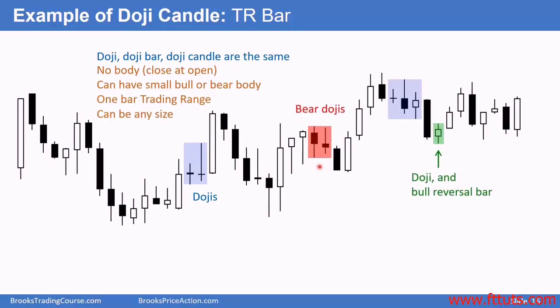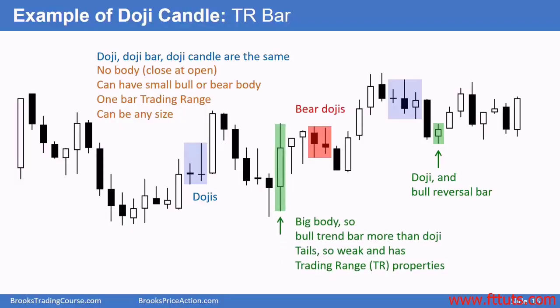Here are some bear dojis. This one, the body is about half the size of the bar, so I would call it a doji, plus it's a small bar. And here's a bull doji, a bull body and prominent tails, the body less than half the size of the bar. The prominent tails mean that it's a weaker trend bar, but it's still a trend bar.